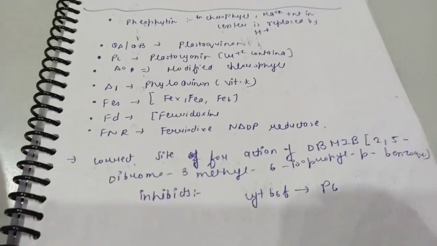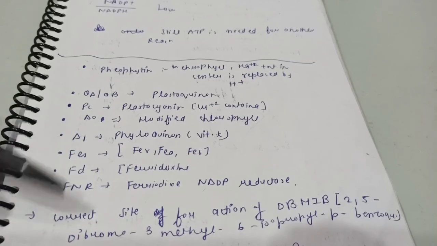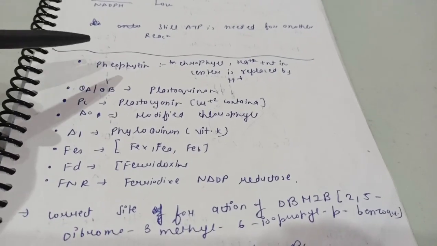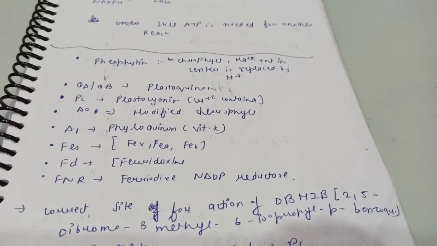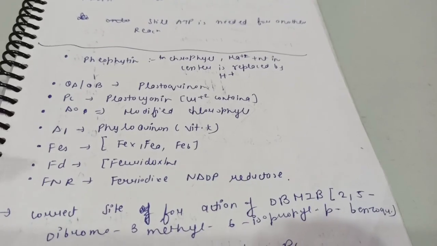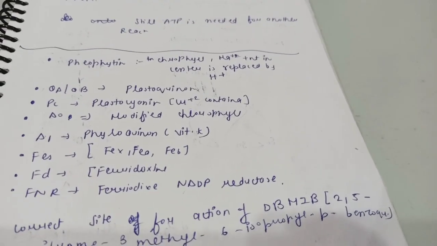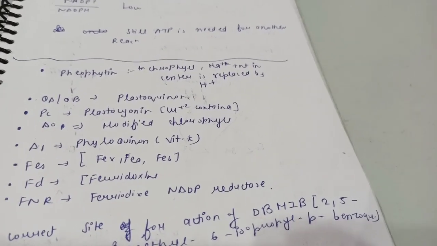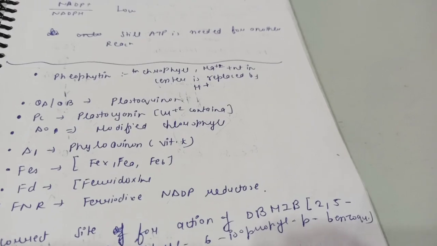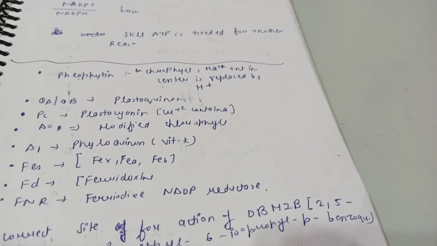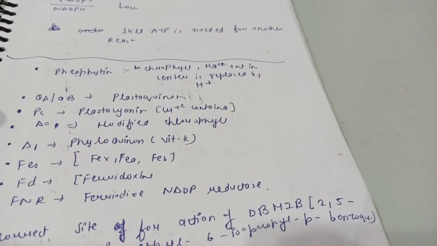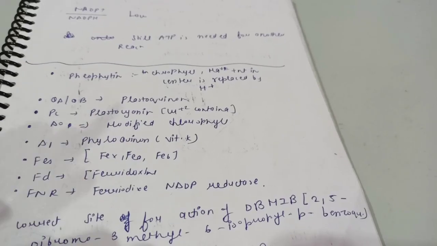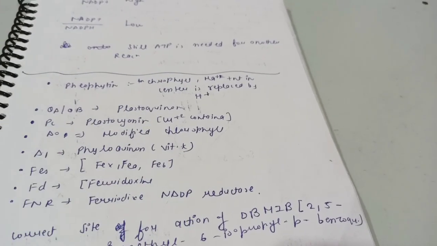Now here I have written some detailed terms. Pheophytin: what is pheophytin? Pheophytin is basically chlorophyll without magnesium. Magnesium was present in chlorophyll A and B, both. In pheophytin, it is the same as chlorophyll, but the magnesium in it is replaced by H plus ions. QA and QB, they both are plastoquinone.